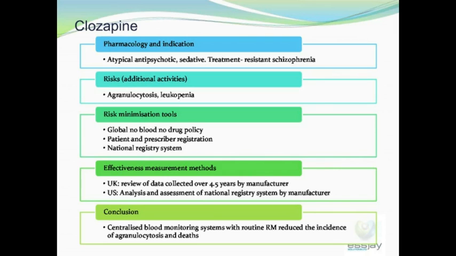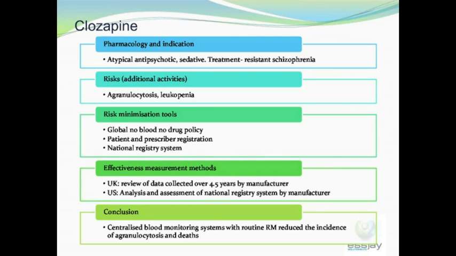So, Clozapine is an atypical antipsychotic used in treatment-resistant schizophrenia, known to be associated with agranulocytosis and leukopenia, so a reduction in your white blood cells. Globally, the company introduced a policy that if they did not have a blood sample to analyze before the patient took the product, then no drug was given. You had to have registration for the patient and prescriber, and there was a national registry system in certain countries. So this was quite onerous. You had to have a blood test, have that blood test come back, and then you would give the product to the patient if it was appropriate. And they had to come in for regular blood tests as well.